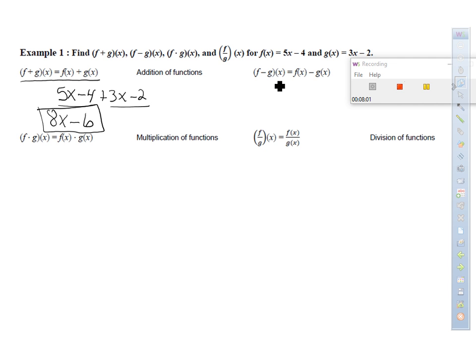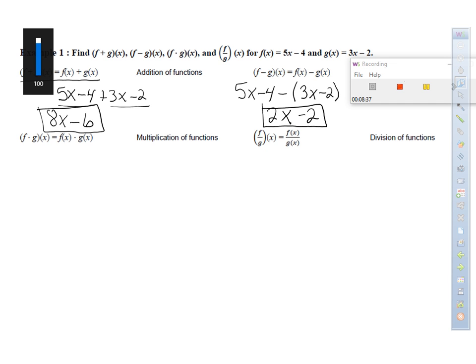F minus g of x means f of x minus g of x. Be careful when you write this. This is going to look like this. 5x minus 4 minus the quantity 3x minus 2. Now let's go simplify this. 5x minus 3x is 2x. Negative 4 minus negative 2, be careful. Negative 4 minus negative 2 means negative 4 plus 2. So this is going to be minus 2.